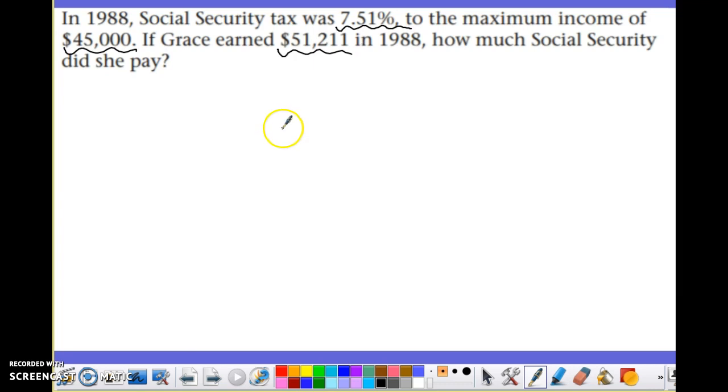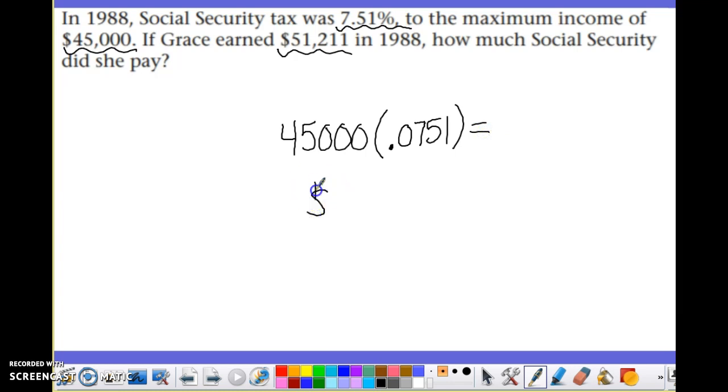To figure out how much Social Security tax she has to pay, we just take 45,000 times that Social Security tax percentage, which was 7.51%. As a decimal, it's 0.0751. So how much she's going to pay in Social Security taxes is $3,379.50.